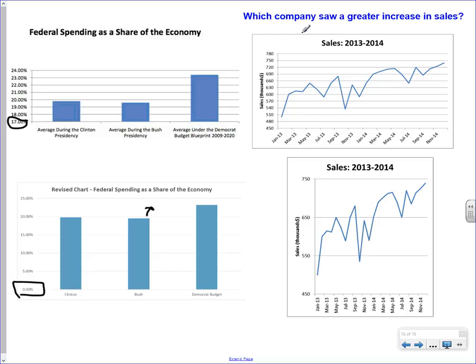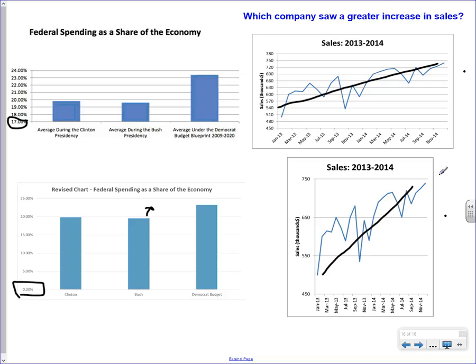Now this last one here, we have which company saw a greater increase in sales? So this one or this one? Well, your eye immediately would look at it and say, oh, this one had a bigger increase because look how sharp this increase is. This one's more of a flat increase, right? But if you look at it, it's actually the exact same data. The only thing we've done is we've squished this one together a little more and this one we've pulled out a little more.